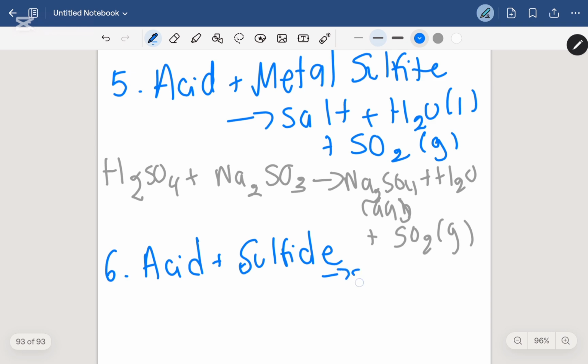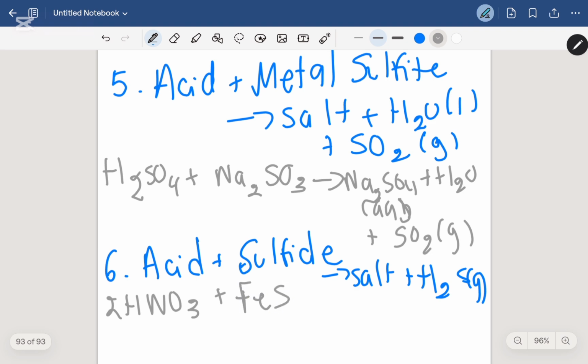What will it give us? It will give us a salt plus H2S, which is hydrogen sulfide gas. This is a gas. Now, an example of an acid can be 2HNO3 plus a sulfide, which is FeS. It will give us a salt. What will the salt be? The salt is definitely going to be FeNO3 plus H2S gas. Now, if you check, it is all balanced.